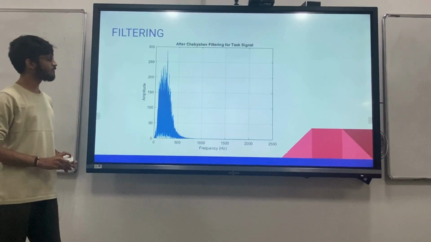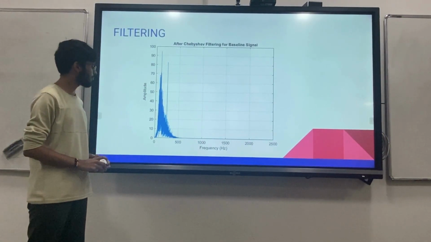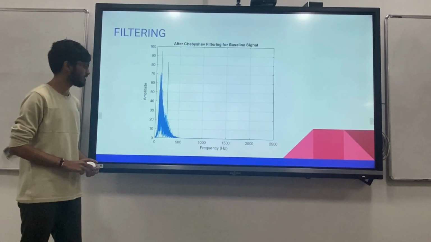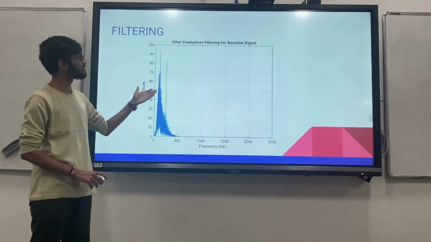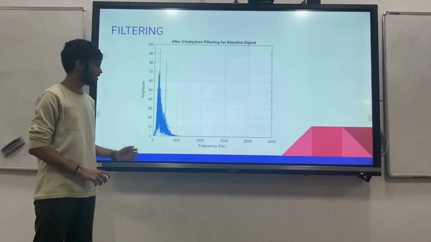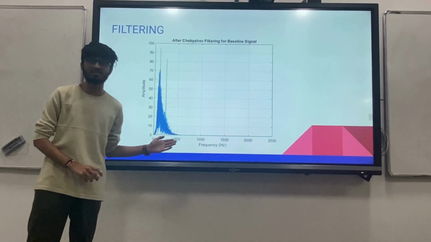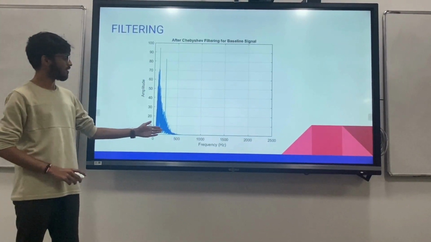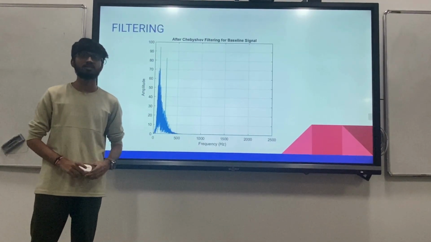The next step which we did was a similar process we followed for the baseline signal as well. Here also we use the same cutoff, but since the baseline signal is limited to a band of frequencies lesser than 950 Hz, we could observe that the signal starts rolling off before reaching the cutoff.